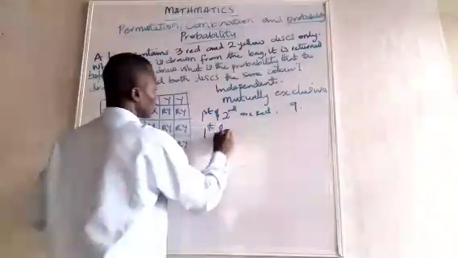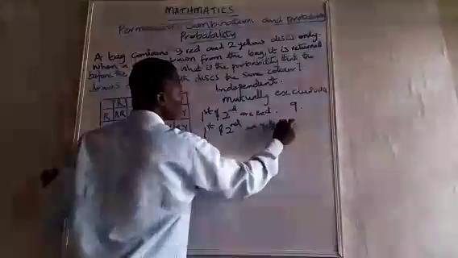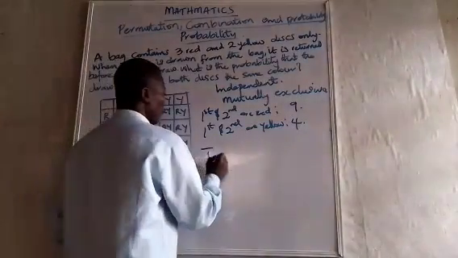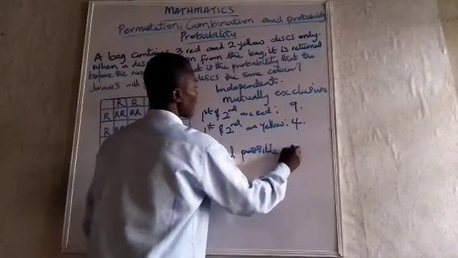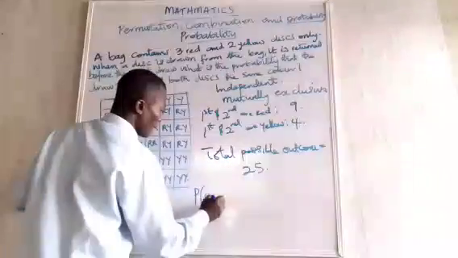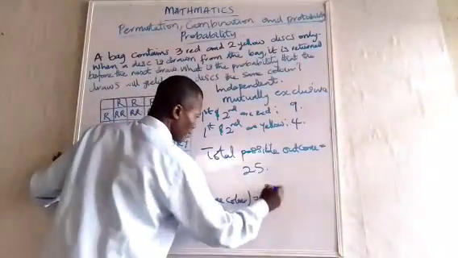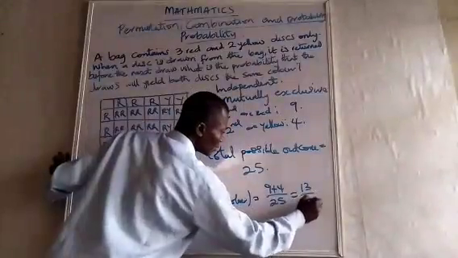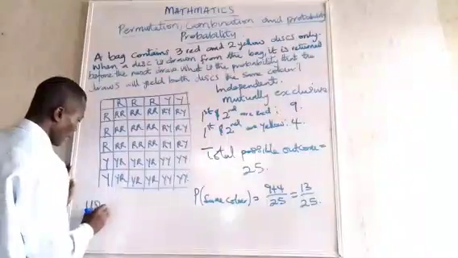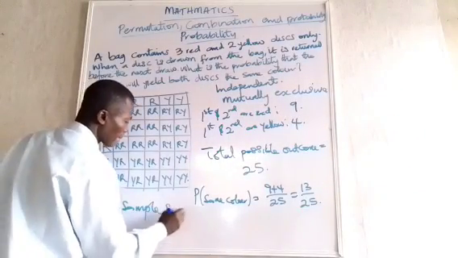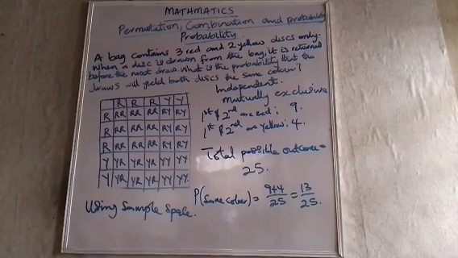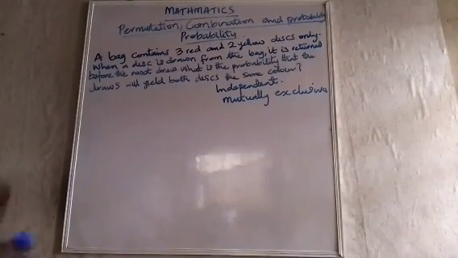If the first and second are yellow, what do we have? We have 1, 2, 3, 4. So we have 4. So what is the total possible outcome? The total possible outcome is equal to 25. So the probability of same color is equal to 9 plus 4 over 25, which is 13 over 25. You can see that. So here we are talking about using the sample space diagram. Let's look at it from another perspective, as discussed. Now let's use the multiplication law.